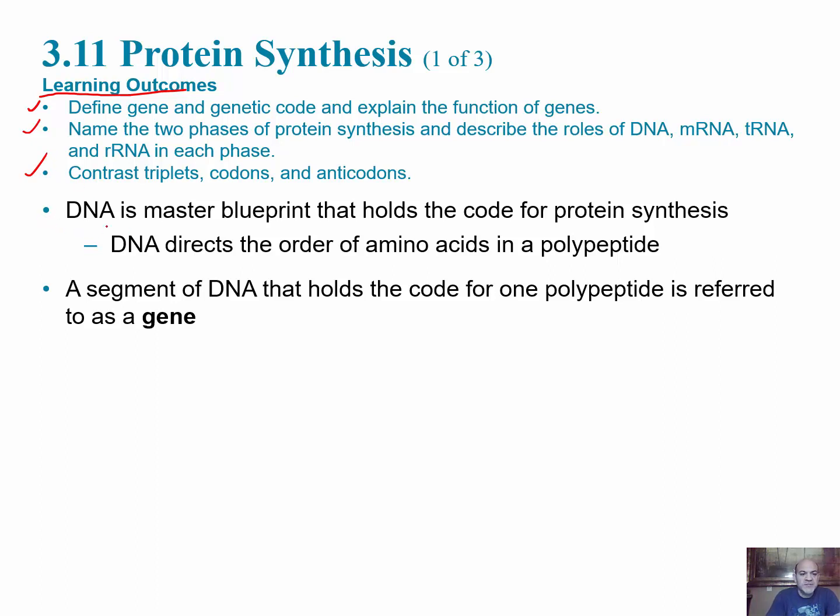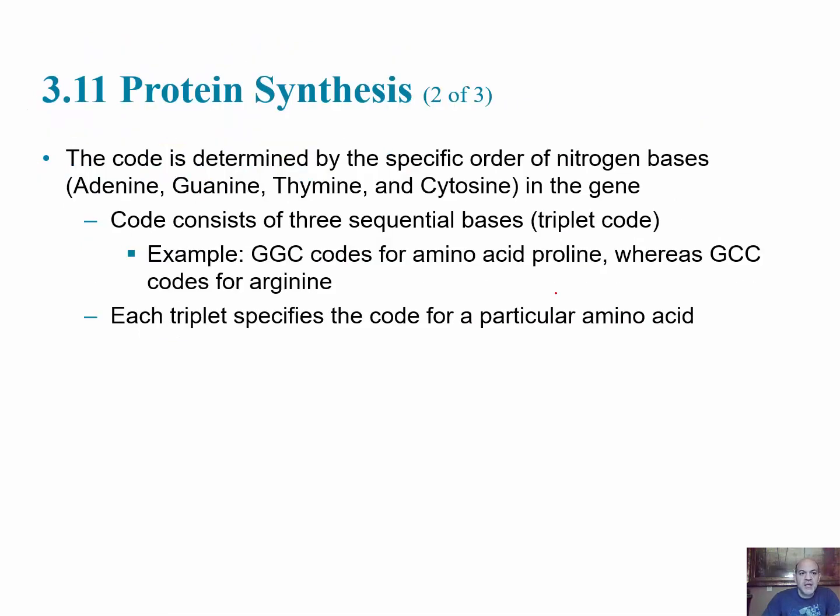So regarding protein synthesis, your DNA is the master blueprint for holding all of the codes needed to make protein, basically giving us the order in which amino acids will be put together to make our polypeptide. A segment of DNA that holds the code for one polypeptide is referred to as a gene. So the definition of a gene is a segment of DNA that codes for your protein or your polypeptide. The code is determined by the specific order of those nitrogen bases.